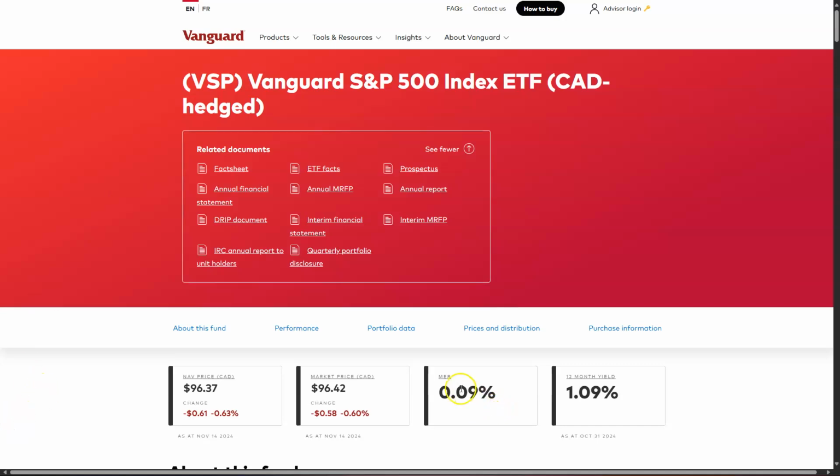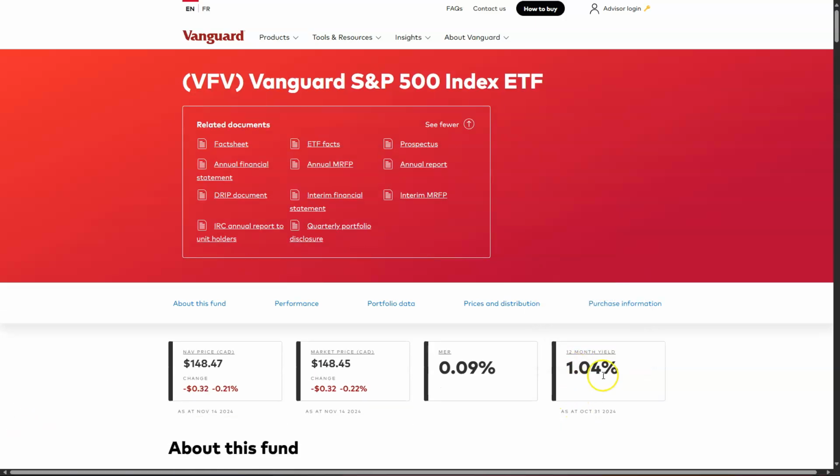The MER is the exact same for both these ETFs at 0.09, which is extremely reasonable, and this draws a lot of investors to invest in the Vanguard version of the S&P 500. The difference is the yield though, okay? So VSP, the hedged Canadian version, has a yield of 1.09, whereas the VFV, the unhedged version of the S&P 500, has a slightly smaller yield at 1.04.